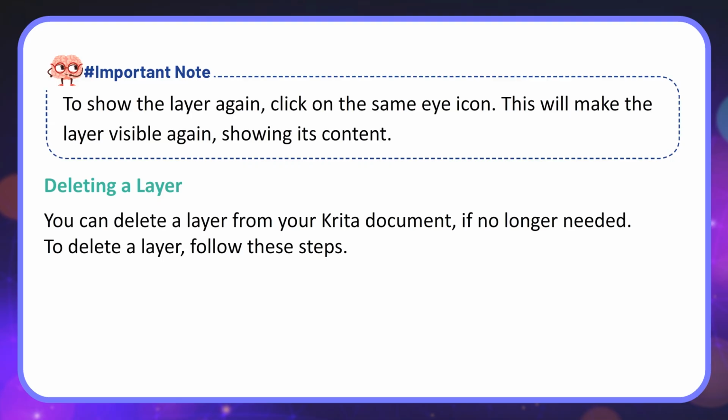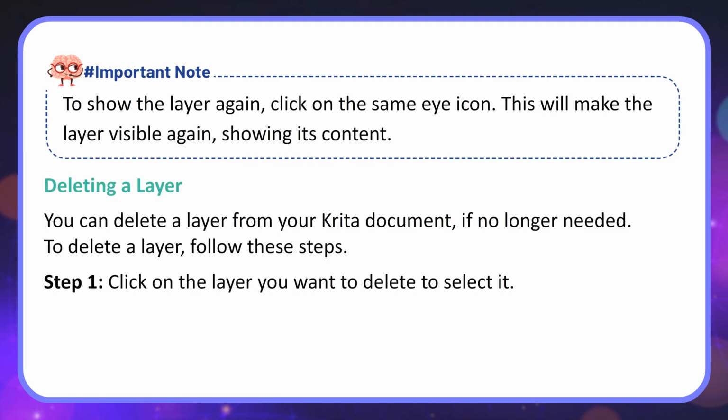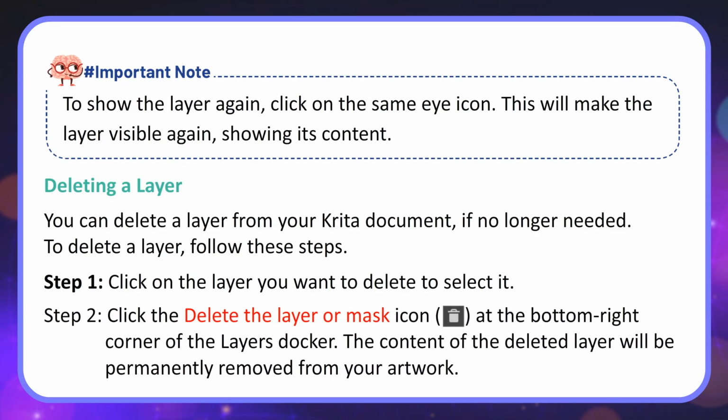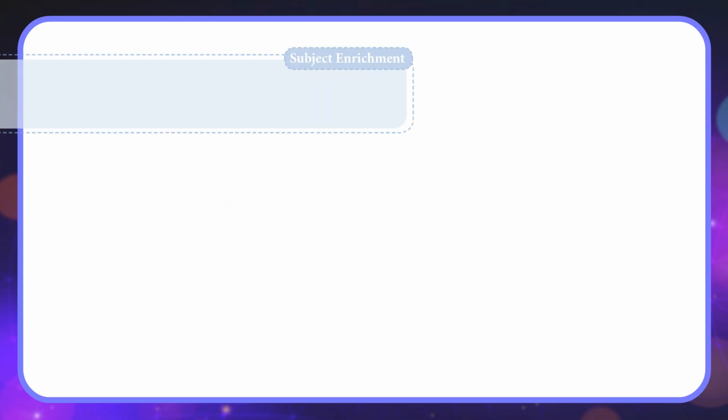To delete a layer, follow these steps. Step 1. Click on the layer you want to delete to select it. Step 2. Click the Delete the Layer or Mask icon at the bottom right corner of the layer's docker. The content of the deleted layer will be permanently removed from your artwork.